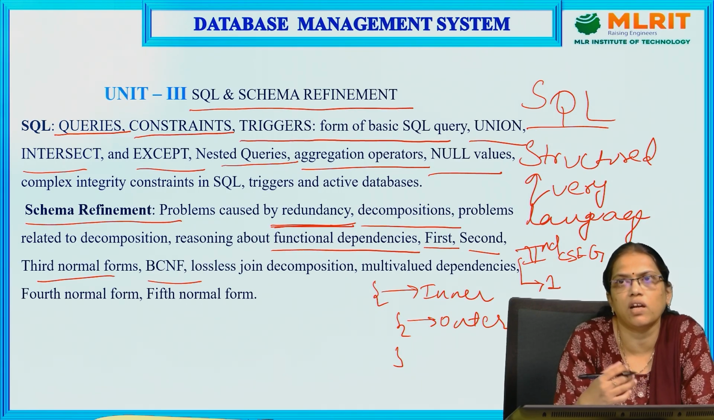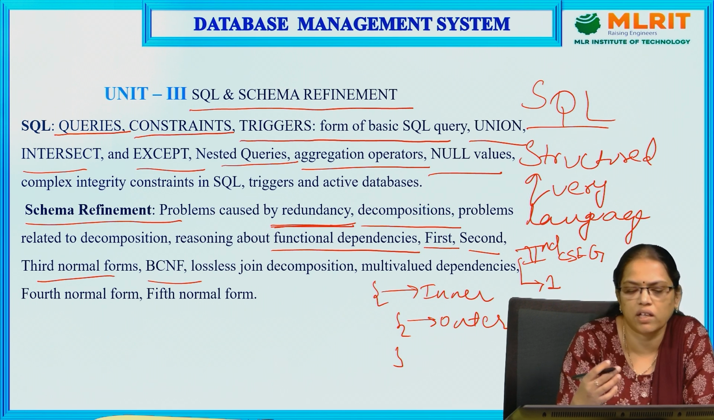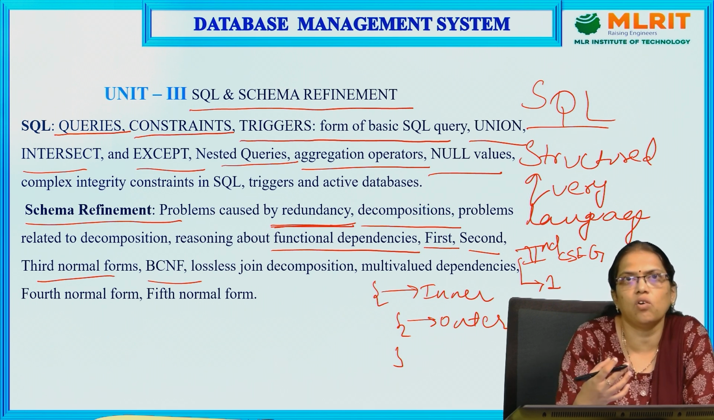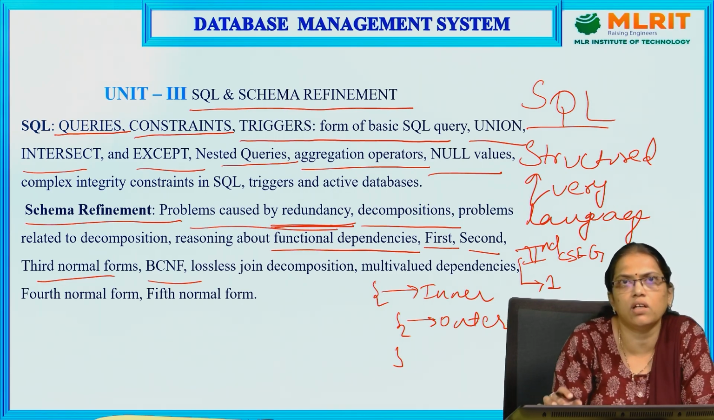So when we enter the third unit, we will have a grip on how to write queries, how you declare a primary key and foreign key, what nested queries are, what the different aggregation operators are, and also, if duplicacy of data exists in a table, we use decomposition to remove the redundancy. This is about schema refinement.